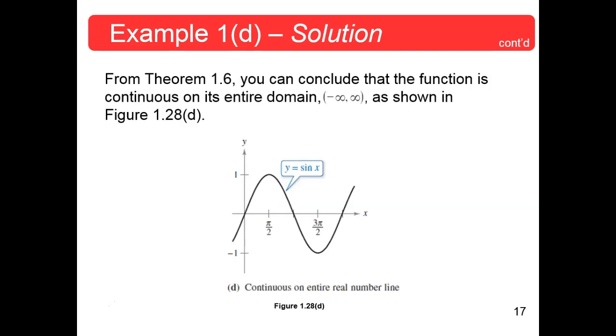All right, and here was your sine function, defined everywhere. Negative infinity to positive infinity. Just keeps on going. Cosine does the same thing. It's the same shape, just shifted by pi halves. Defined everywhere. Continuous on the entire real number line. Entire domain. Minus infinity to infinity.